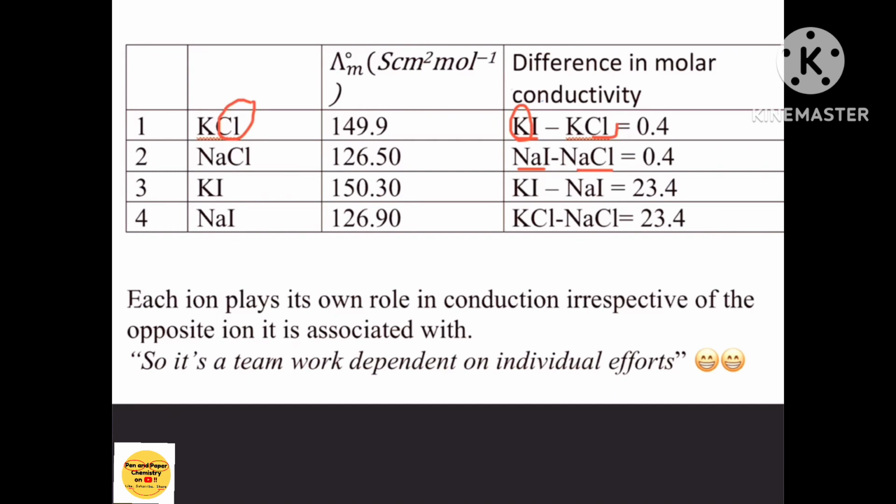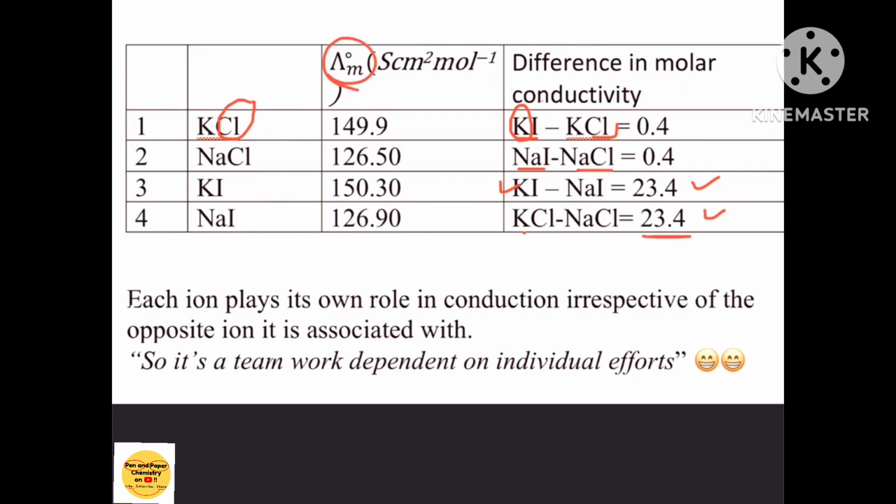Does the same thing apply for a cation as well? So let's compare. Potassium iodide and sodium iodide, the difference is 23.4. Potassium chloride and sodium chloride, the difference is 23.4. So irrespective of the cation that the anion is associated with, it has a certain role to play in the molar conductivity of the electrolyte.